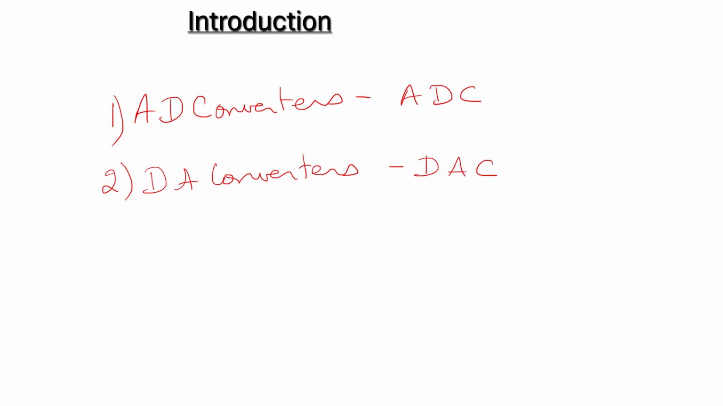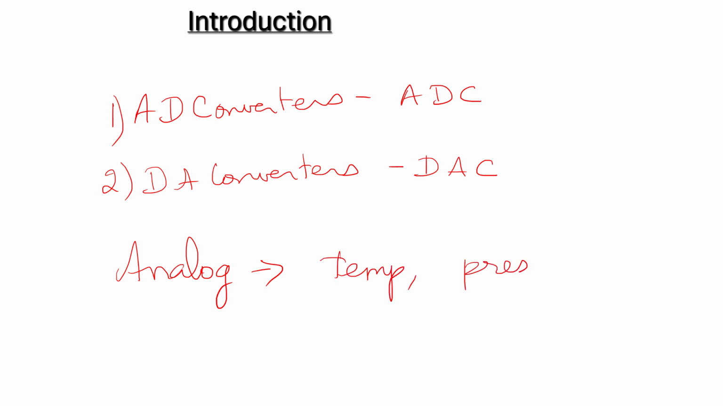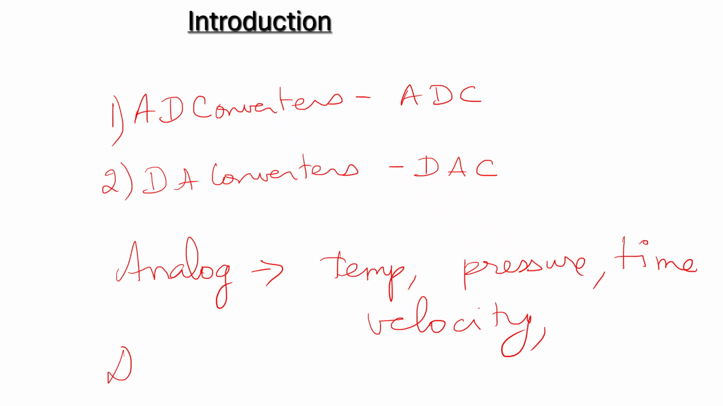them DACs. Analog signals are those signals in which the physical quantities are continuous, an infinite number of quantities over a given range of values. Examples for analog signals are temperature, pressure, time, velocity, acceleration, fluid flow, etc.